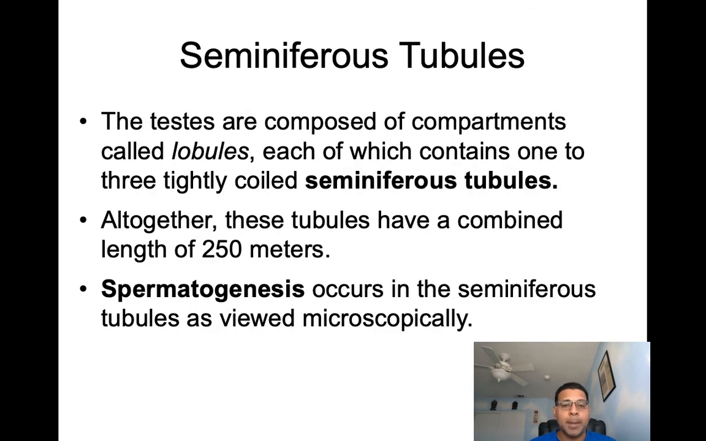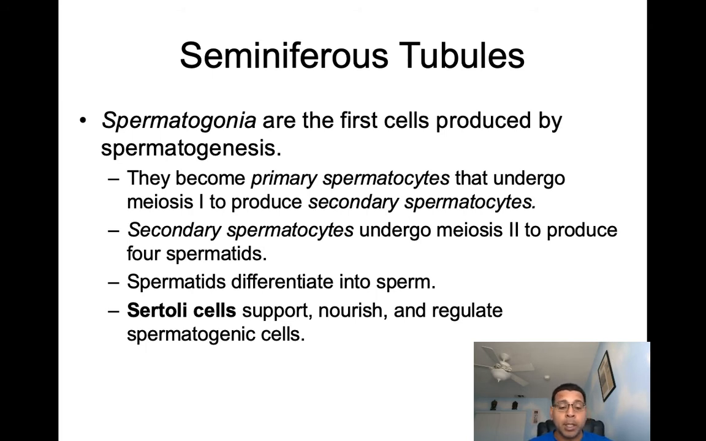Now, when we talk about our seminiferous tubules, again the testes are divided up into lobules. Each contains a few seminiferous tubules. Each of these tubules is going to be packed with cells that are undergoing spermatogenesis, which is the production of sperm. Each of the spermatogonia are going to undergo meiosis 1, and then meiosis 2, to eventually produce 4 spermatids that are going to be haploid cells, cells that contain half the genetic information. Spermatids are going to differentiate into sperm. Also here, we're going to have Sertoli cells. These Sertoli cells are responsible for supporting, nourishing, and regulating spermatogenic cells.